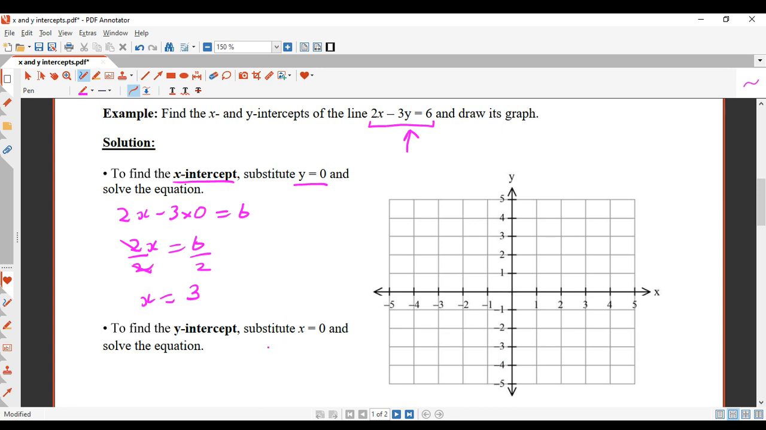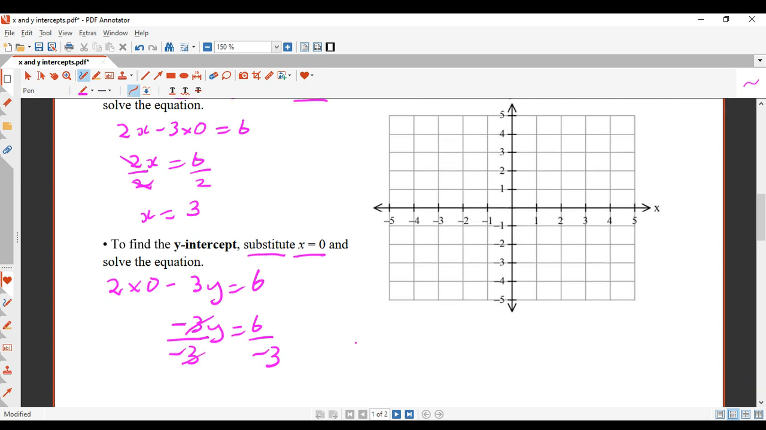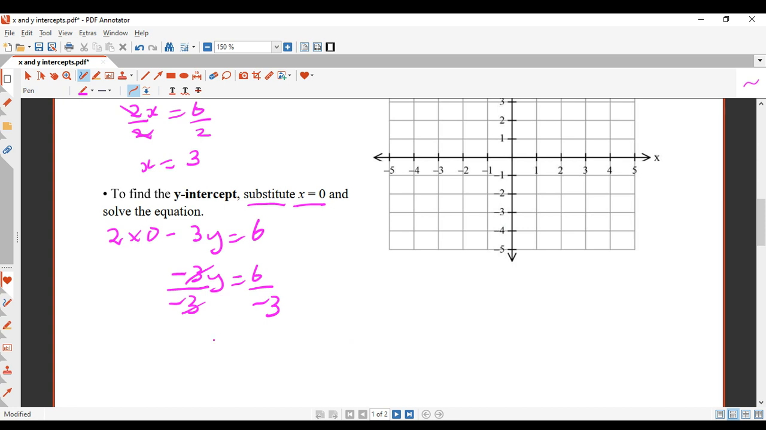Now, to get the y-intercept, you do the opposite. You substitute x equals 0. So I'm going to put x equals 0 into this equation. This time it'll be 2 times 0 minus 3y equals 6. 2 times 0 is just 0, so that gives me minus 3y equals 6. And divide by negative 3 to get the y by itself. Cancel, cancel. And that gives you y equals negative 2.